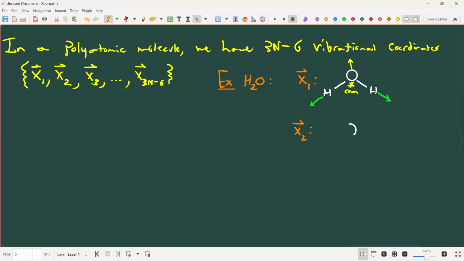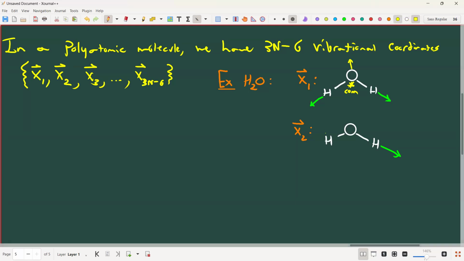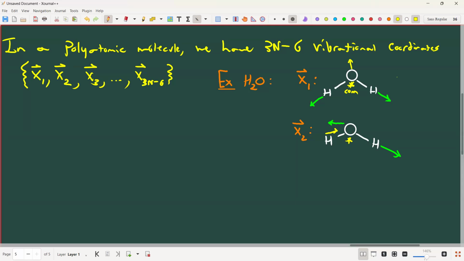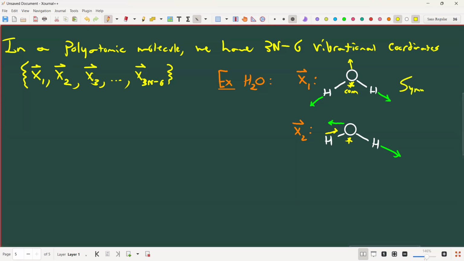is something that looks more like this, where this hydrogen is stretching out and the other hydrogen is going in. In order to compensate for that, the oxygen is moving in this direction. The center of mass is still in the same place. So this first one is called the symmetric stretch, and this is called the anti-symmetric stretch. Is it asymmetric? I think it's asymmetric.